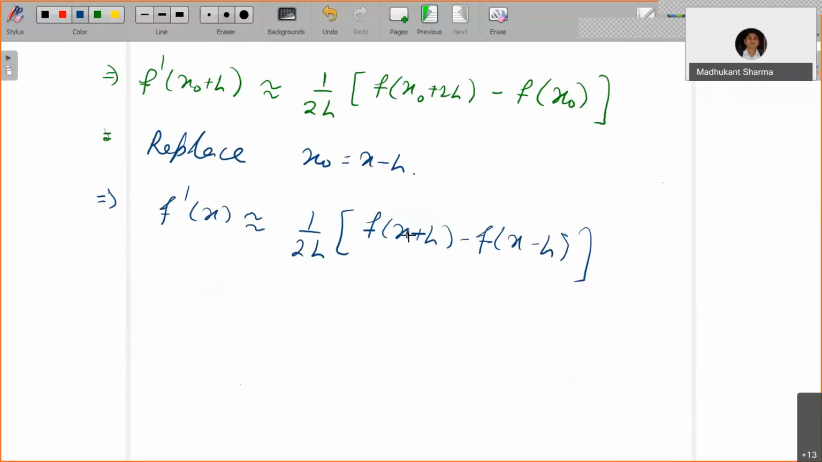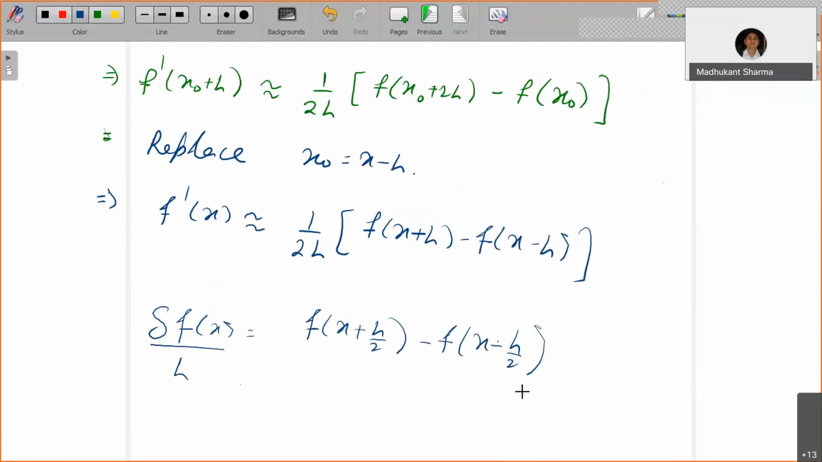Now, if you recall, this is nothing but the central difference. Okay, so what was the central difference operator? Delta f at x is equal to f of x plus h by 2 minus f at x minus h by 2. Okay, that divided by h was giving you a better approximation for the first order derivative, if you recall. So if you replace h by 2h, you will get the same form.